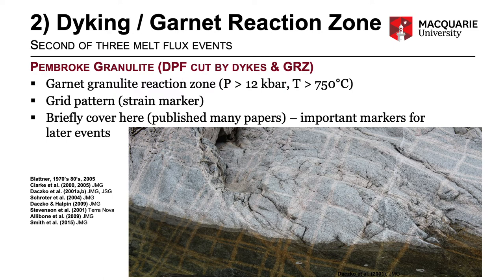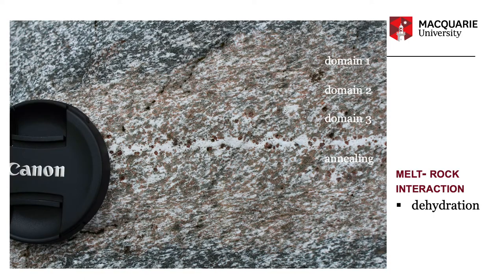The second event of melt flux through the lower crust is a brittle event. Here we can see a grid pattern of thin feldspar-rich dikelets, and adjacent to them are some garnet reaction zones. I won't say much about them here because there's been a lot published on this particular set of rocks, but it overprints the first story I just talked about.